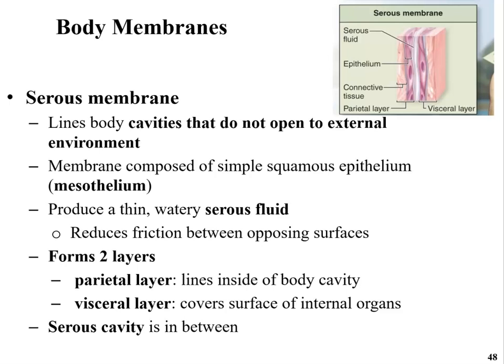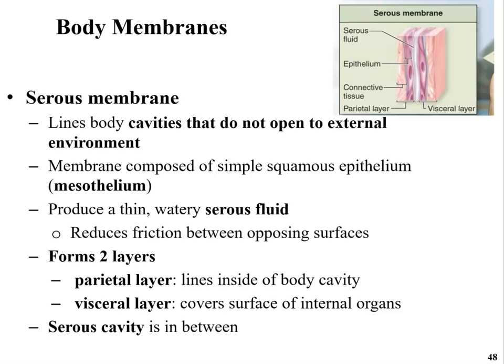Serous membranes, we've already talked a little bit about. These line body cavities that do not open to the external environment, for example, your thoracic cavity or your abdominal pelvic cavity. The serous membrane is composed of simple squamous epithelium, which is referred to as the mesothelium, and it produces a thin, watery serous fluid, which reduces friction between opposing surfaces, right? We said that was the whole purpose of serous fluid.